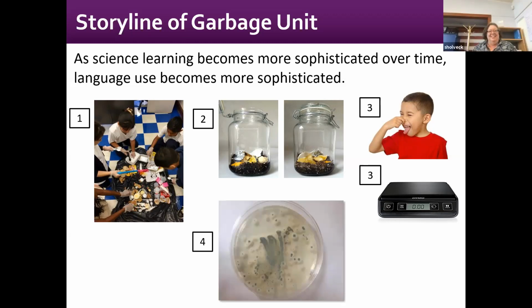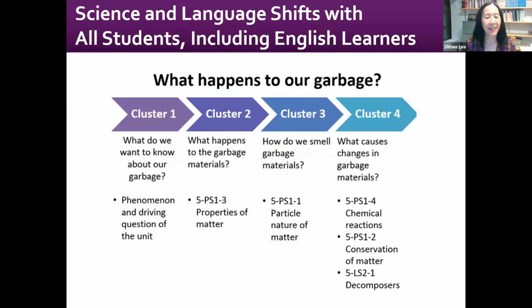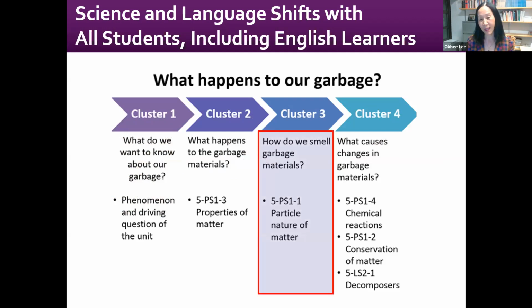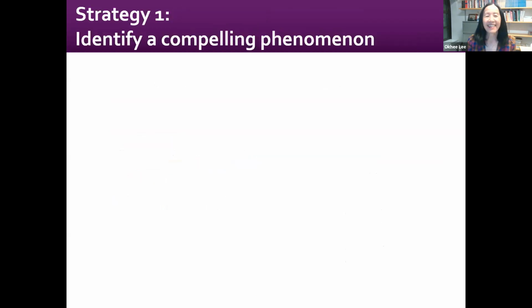All right. So here's bacteria, and we do the agar plate to find out what is causing the decomposition. And you can see that it's going into life science. And this is in the bundling of physical science and life science. All right, so here is cluster 1, 2, 3, 4, and I'm going to talk about the smell, what happened to the garbage, and that's the particle nature of matter. Now you could have done the perfume and all of that, but this is the smell of garbage. Not kidding.